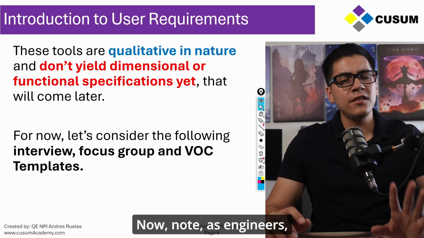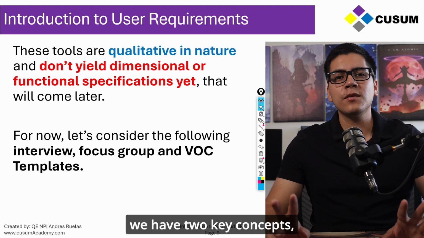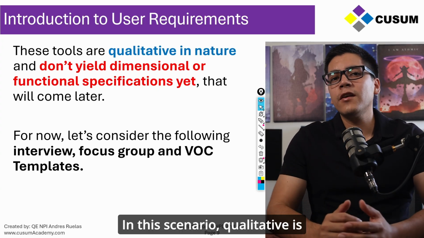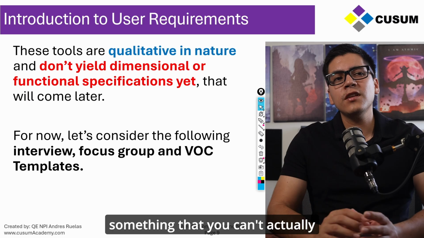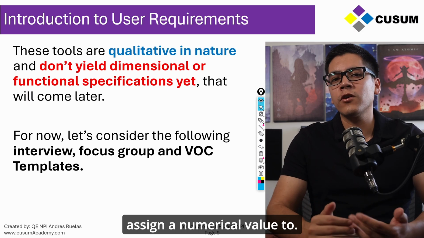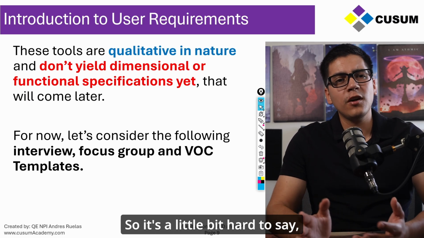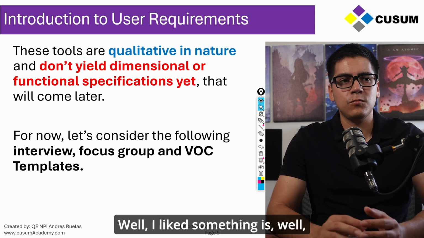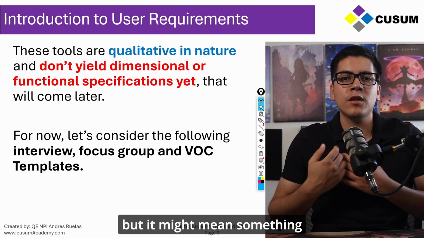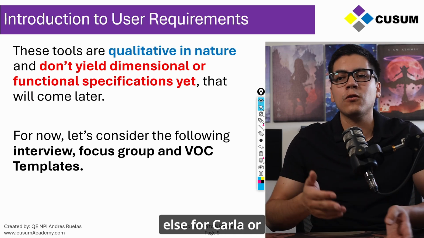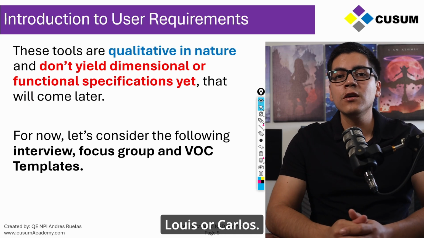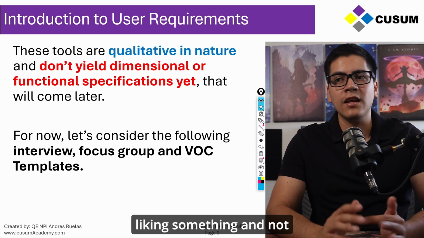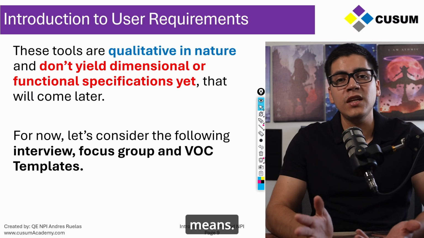Now, note, as engineers, we have 2 key concepts, qualitative and quantitative. In this scenario, qualitative is something that you can't actually assign a numerical value to. It's a little bit hard to say, I liked something. Well, it might mean one thing for me, but it might mean something else for Carla or Louis or Carlos. So different people might have different definitions of what liking something and not liking something actually means.